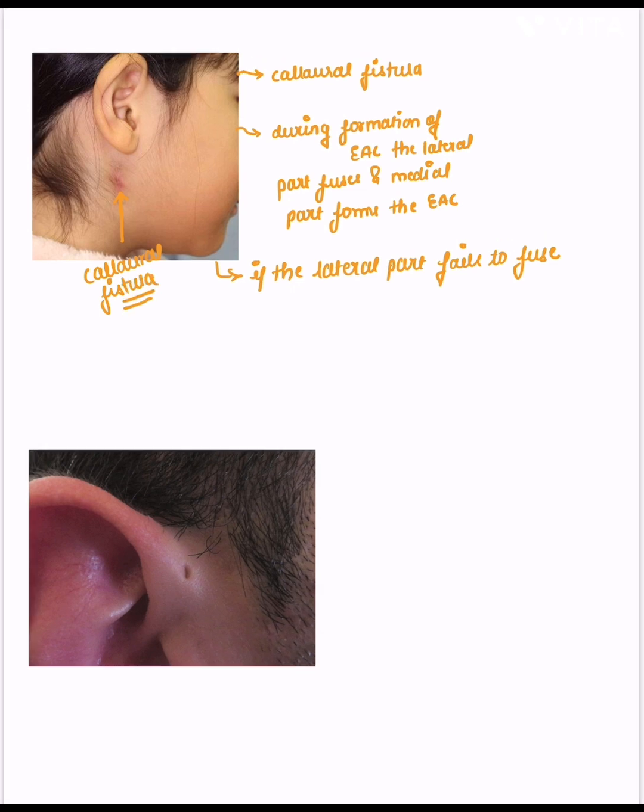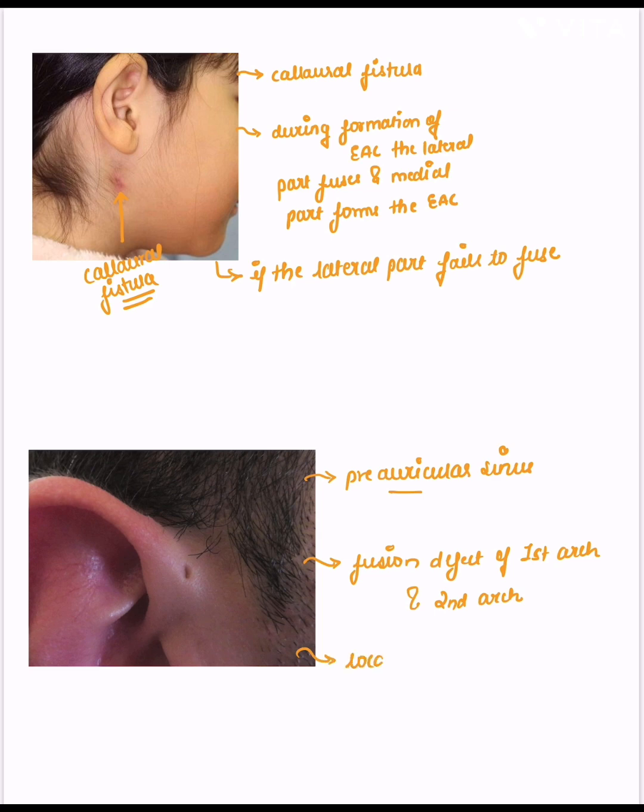Next, we are going to see the condition known as preauricular sinus. It is the fusion defect of first arch and second arch. It is located above tragus or at the root of helix.